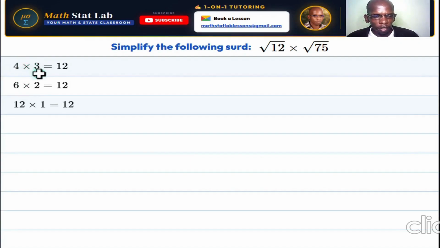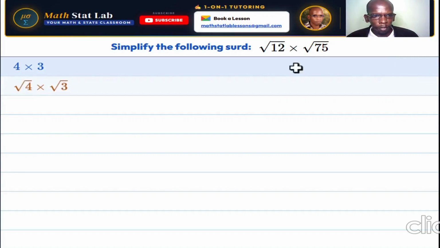We only take the factors where at least one of the values has an exact square root. So now we go with those two, 4 by 3, which is of course 12. But you see, in 12 we had the root, so we put the root. So the root of 4 multiplied by the root of 3. Then from there, we already know the square root of 4 is 2, but the square root of 3 remains the same because it is a surd and it cannot be simplified further.